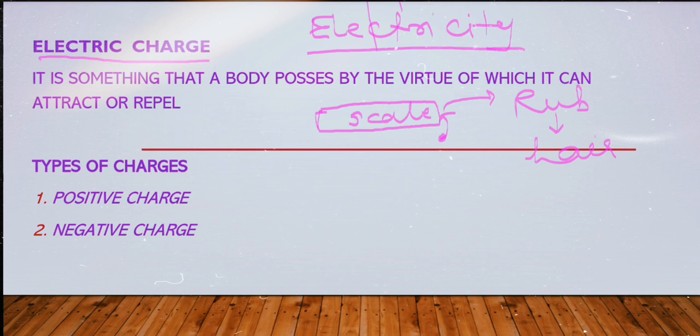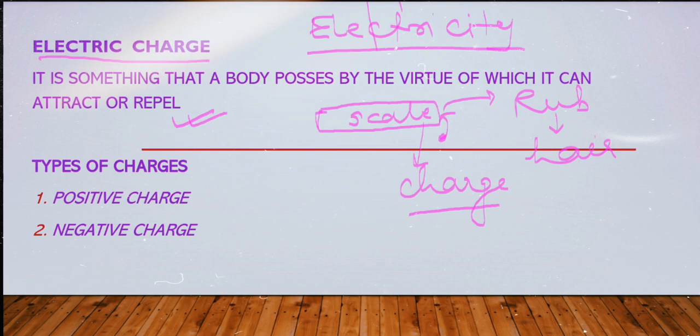Why is it able to attract the piece of paper? Because this scale, after rubbing in the hair, due to friction, has gained something, and that something is nothing other than a charge. Because of this charge, the scale was able to attract the piece of paper. So the definition here is: it is something that a body possesses by virtue of which it can attract or repel. So this is what we have learnt as charge.